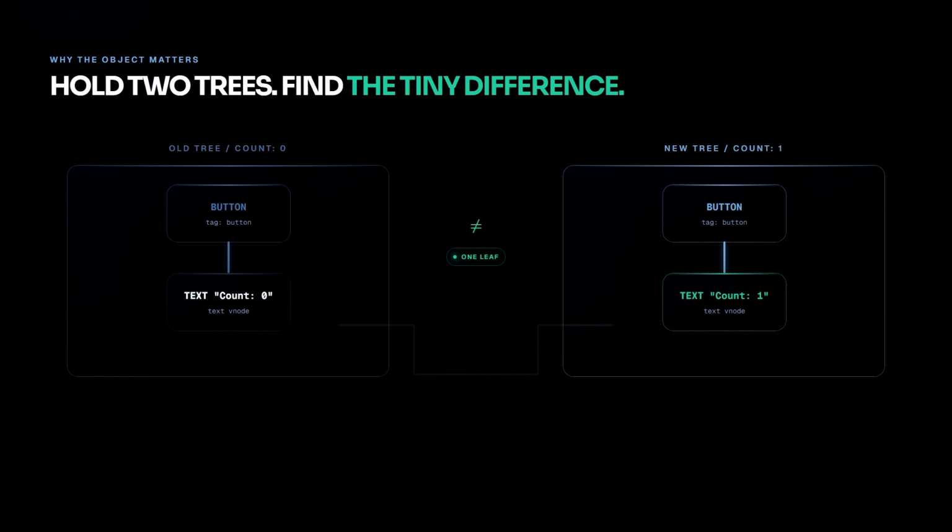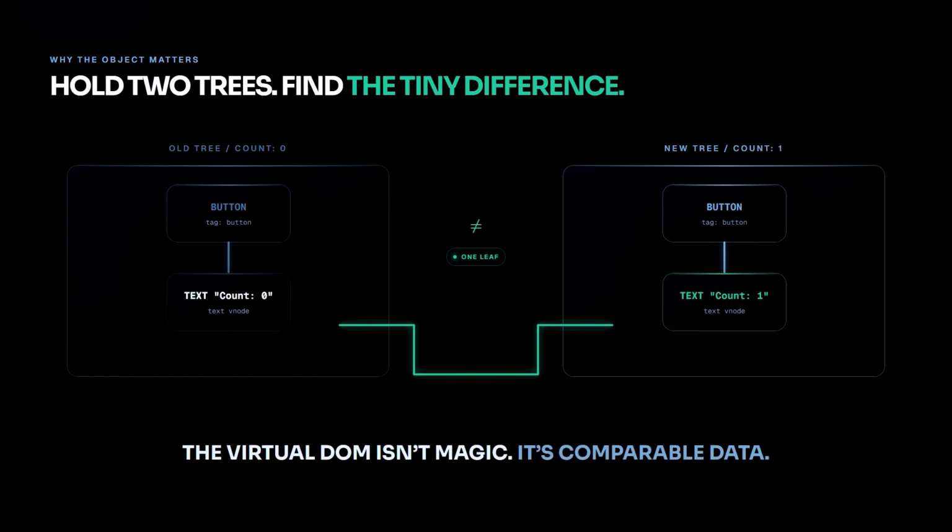And now because all of this is an object and not a string, I can hold two of them: the old page as it was and the new page as it should be. And I can walk both and find exactly what changed. People make the virtual DOM sound like magic or some speed trick. It's neither. It's just this: describe the page as cheap data, cheap enough that we can rebuild the whole description on every change. So the machine can line up the old description against the new one and work out the tiny real difference.